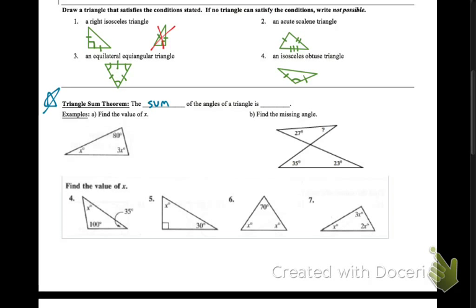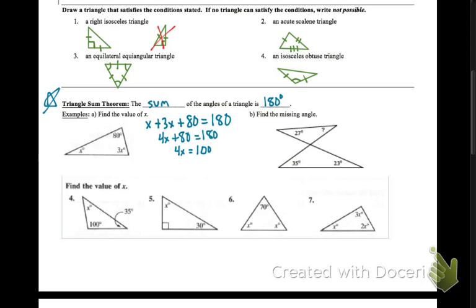Now, some of you are familiar with this because we've discussed it. The triangle sum theorem is this: the sum of the angles of a triangle is equal to 180 degrees. Now we can say this without a doubt. I'll do a proof for this later for you. But if we have this, example A down here, find the value of x, then those three angles, x plus 3x plus 80, the sum of those is equal to 180. So now, you just write that equation and solve for x.